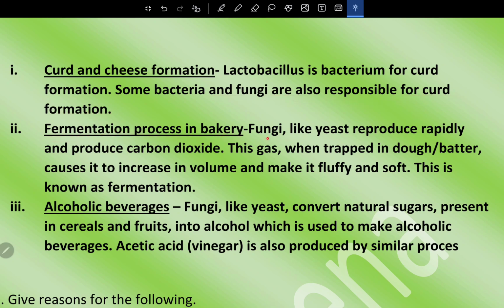Fermentation process in bakery. Fungi like yeast reproduce rapidly and produce carbon dioxide. This gas, when trapped in dough or batter, causes it to increase in volume and makes it fluffy and soft. This is known as fermentation. Alcoholic beverages: fungi like yeast convert natural sugars present in cereals and fruits into alcohol, which is used to make alcoholic beverages. Acetic acid is also produced by a similar process.